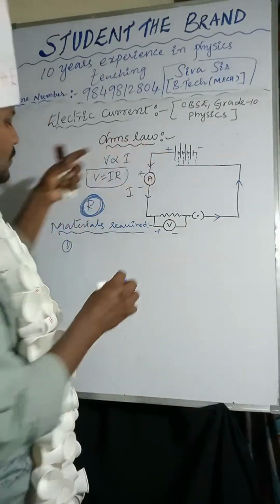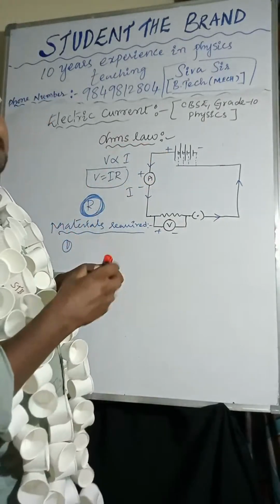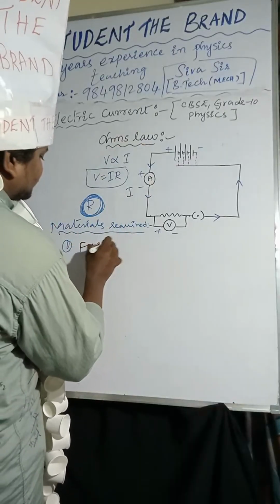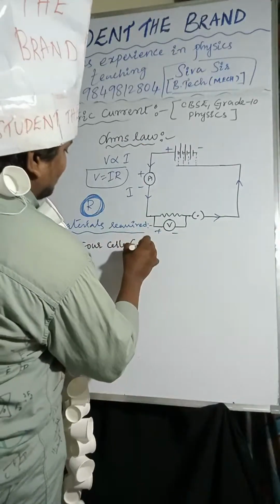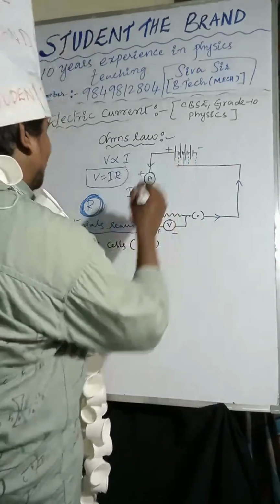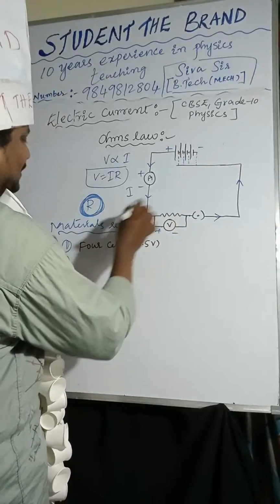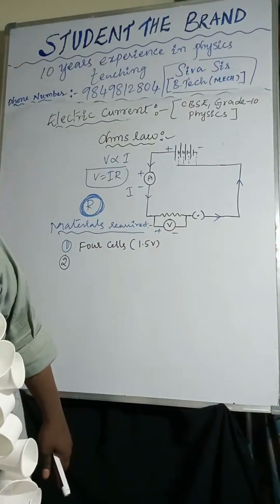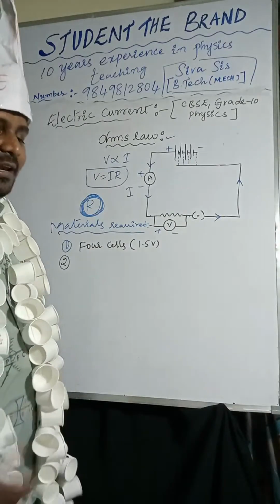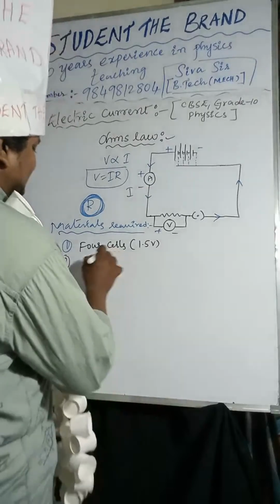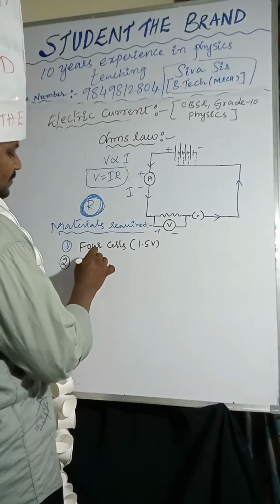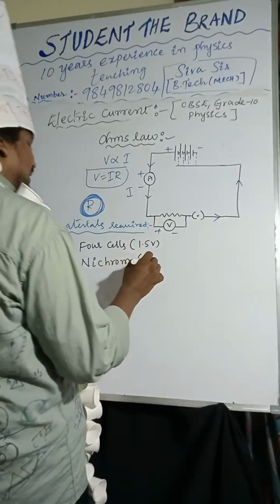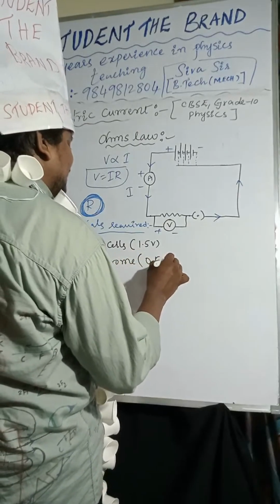First one, you have to take four cells, 1.5 volts each. Second one, you are taking nichrome wire. Nichrome wire is an alloy of nickel, chromium, manganese, and iron metals.